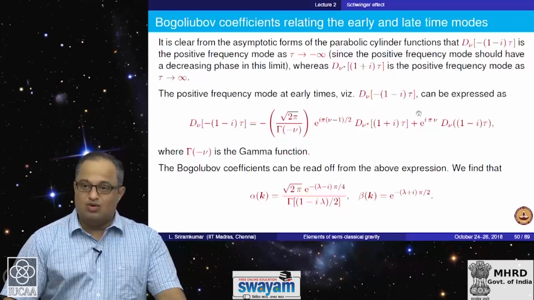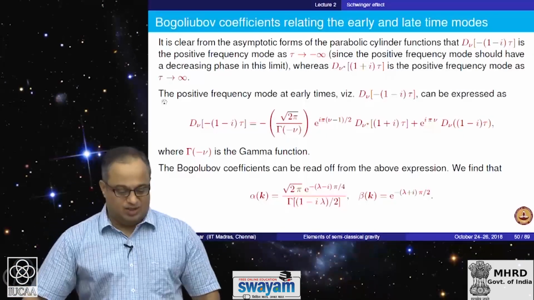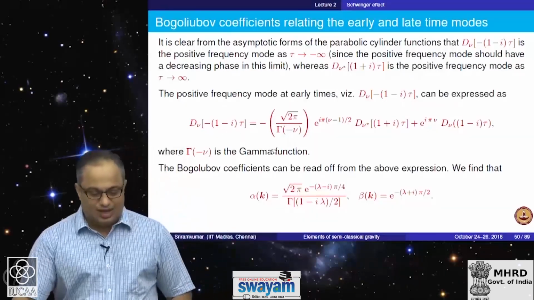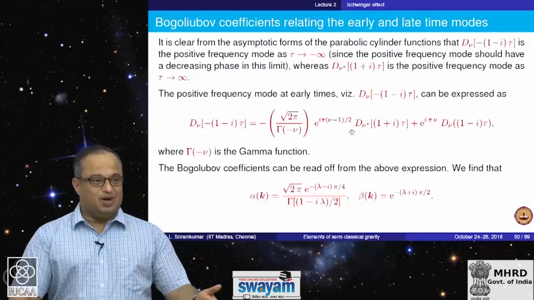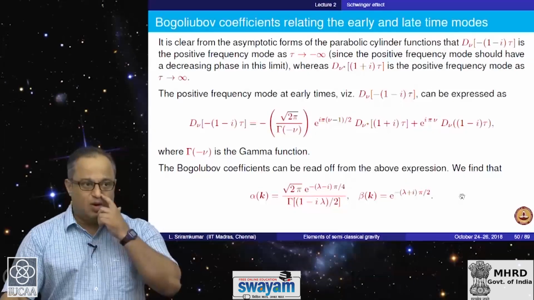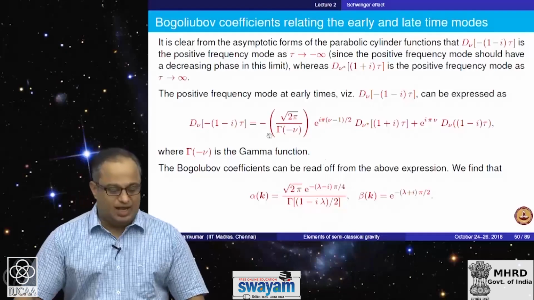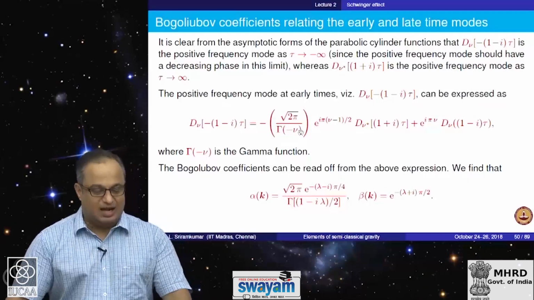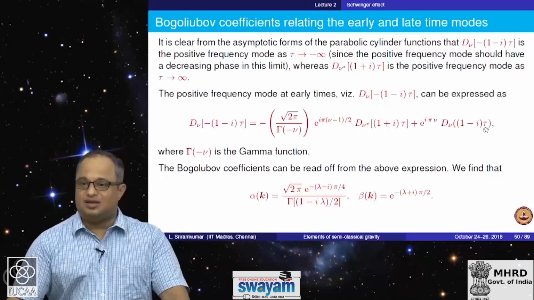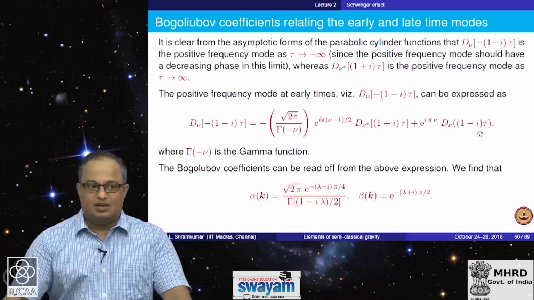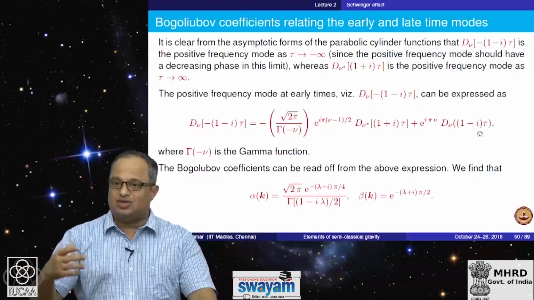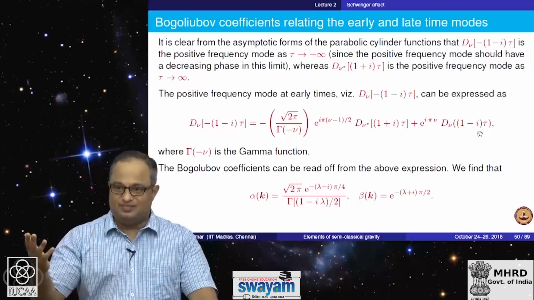So, now notice you have a positive frequency mode which is here at early times. This is your positive frequency mode at late times, and this is the negative frequency mode. So, what you have done is that you have taken one mode and have written it as some alpha times something plus beta times another, right. All I am doing is using the Bogoliubov transformations that I had earlier.